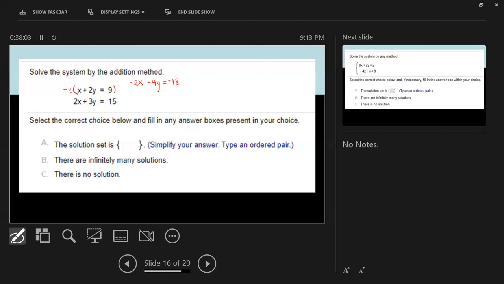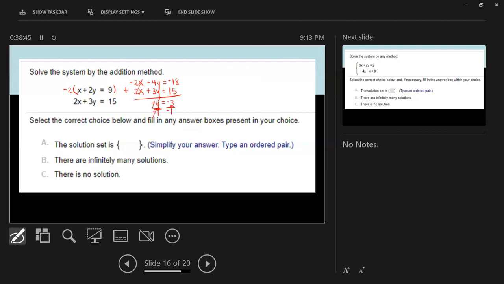All right, and then the second equation will stay the same. 2x plus 3y is equal to 15. All right, so now I just simply need to add them together. So negative 2x plus 2x will cancel out. Negative 4y plus 3y will give you a negative y, and that is equal to, and when you do negative 18 plus 15, that will give you a negative 3. So I have negative y equals negative 3. However, my y can't be negative, that variable can't be negative. So I'm going to divide by negative 1, so that cancels out.